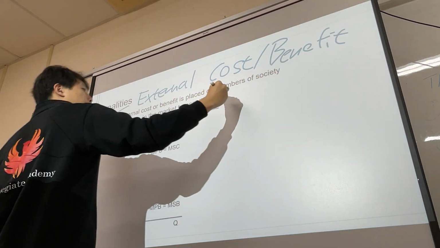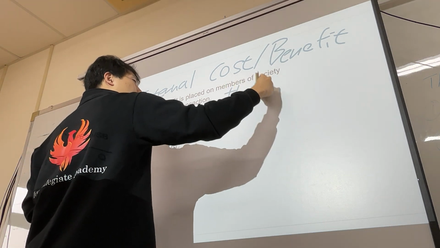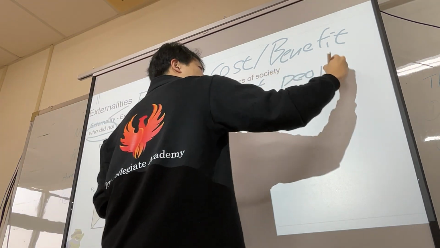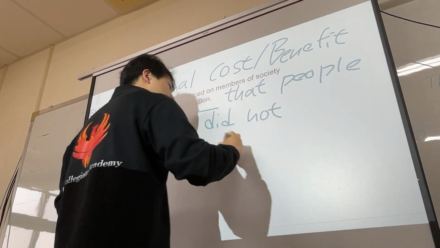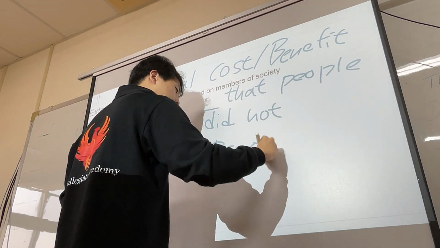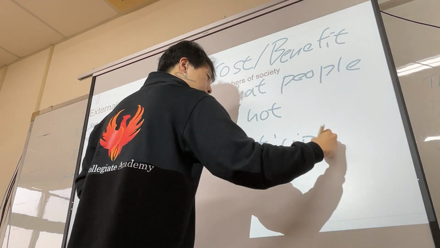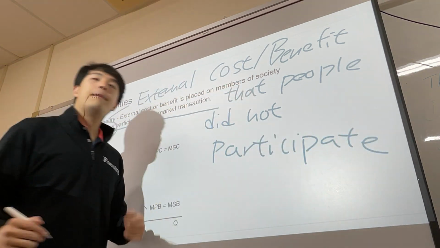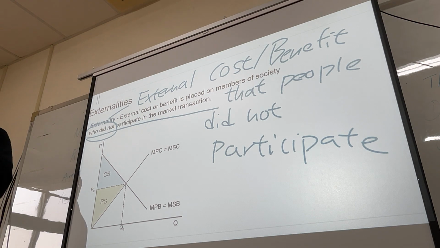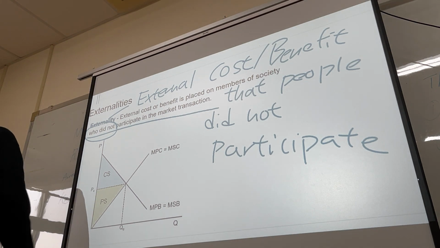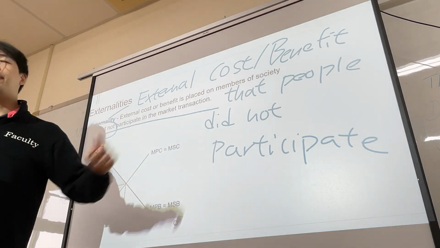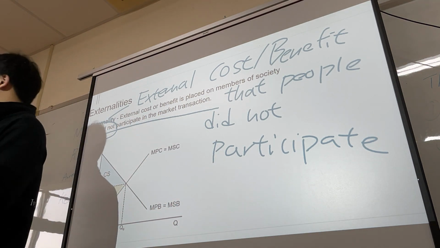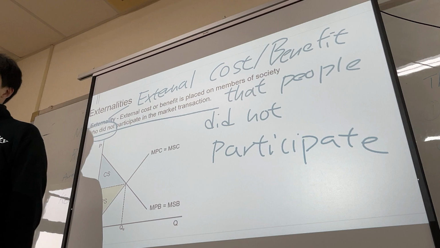People who did not participate. Let people did not participate. 不是故意的. I did not participate. So, did not participate. 不是故意的. So for example, air pollution, water pollution.